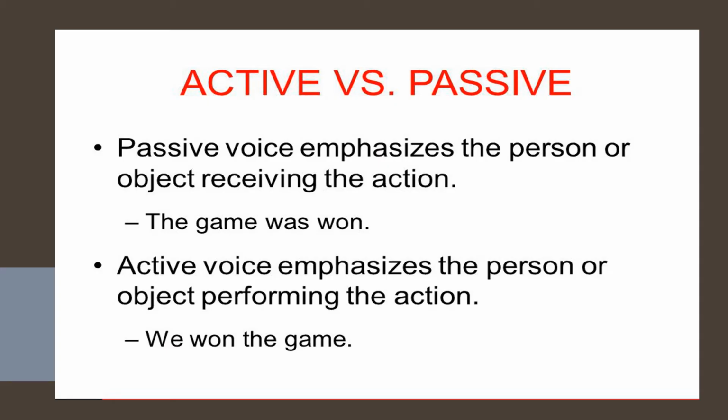Here we have the difference between active and passive. Passive voice emphasizes the person or object receiving the action. So the main word in this whole sentence is object. It means that passive emphasis on object. For example, the game was won. Next we have active voice emphasizes the person or object performing the action. It means that the active voice focuses on the subject and not object for that matter.